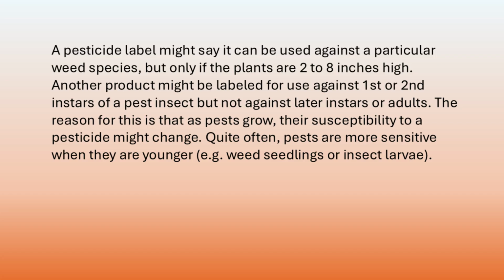A pesticide label might say it can be used against a particular weed species, but only if the plants are 2 to 8 inches high. Another product might be labeled for use against first or second instars of a pest insect, but not against the later instars or adults. The reason for this is that as the pest grows, their susceptibility to a pesticide might change. Quite often, pests are more sensitive when they are younger, e.g., weed seedlings or insect larvae.